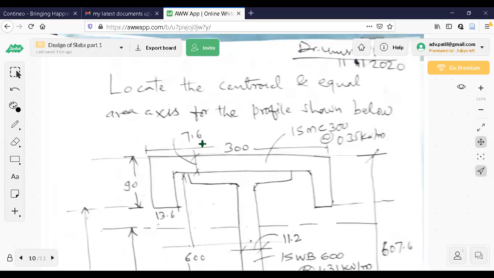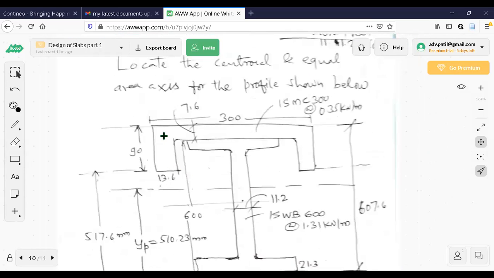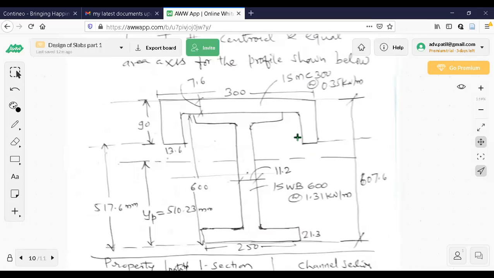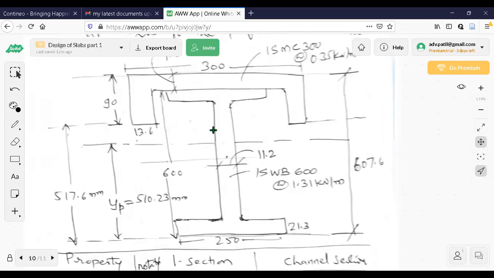Locate the centroid and equal area axis, NA as well as EA, for the profile shown below. Now this one is a channel section ISMC 300 at 0.35 kilonewton per meter. It means every 1 meter length of this particular ISMC, the weight is 0.35 kilonewton. So once they have given this one, everything will be there in the steel table. It's related to this particular channel section. Now you can see this one here. And an I section is also connected, like the profile is created in this way.